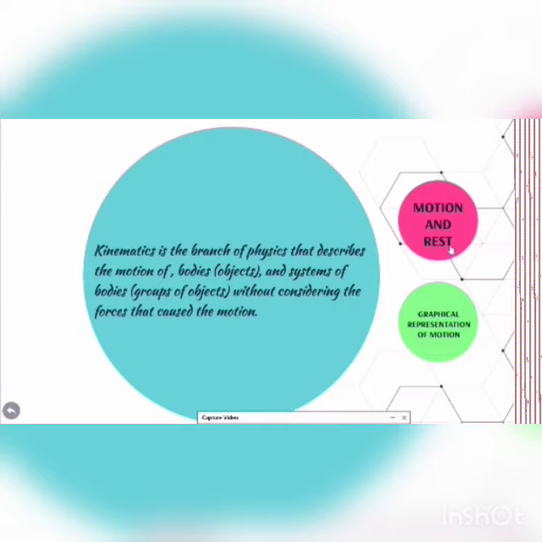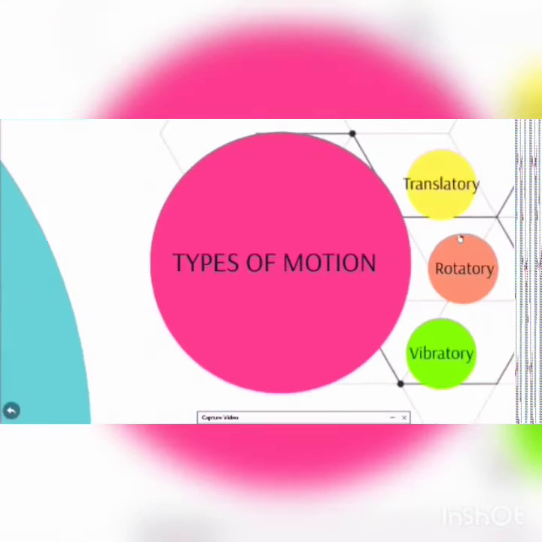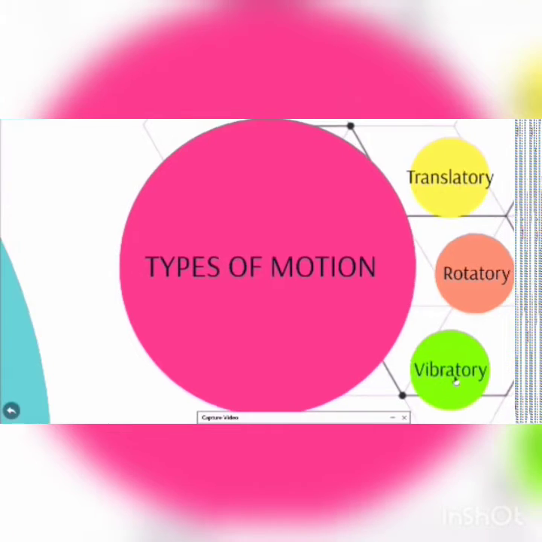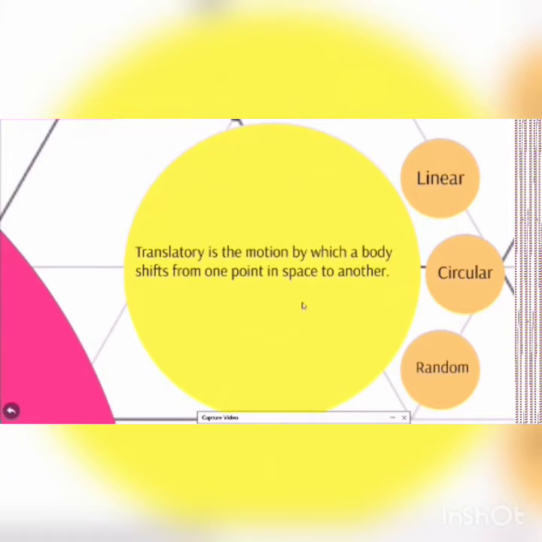Now, we will study about the types of motion. Three types of motion are translatory, rotatory, and vibratory. Translatory motion is the motion by which a body shifts from one point in the space to another. Means that body as a whole displaces from one point to another in the space. Translatory motion is divided into three more types, that is linear, circular, and random.